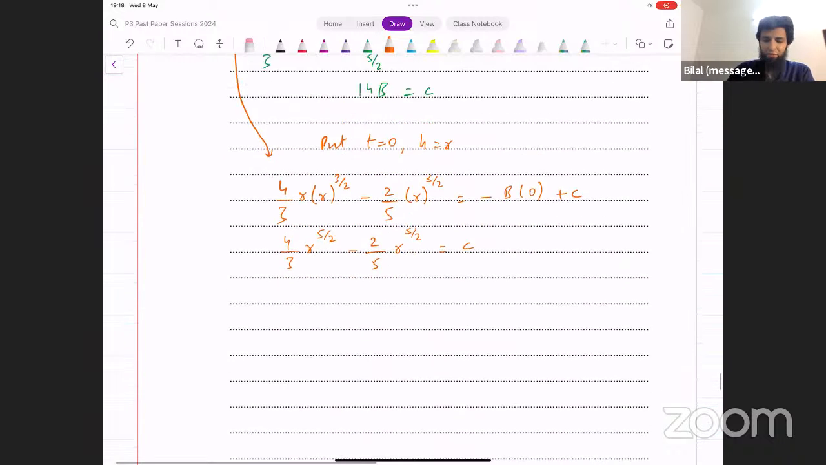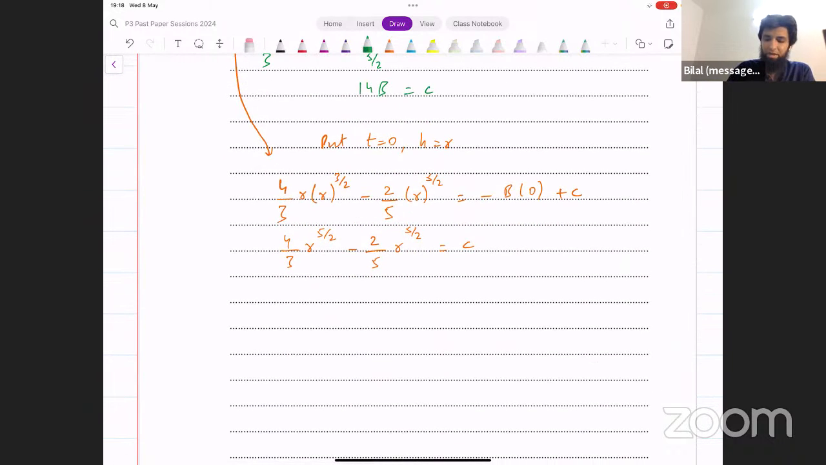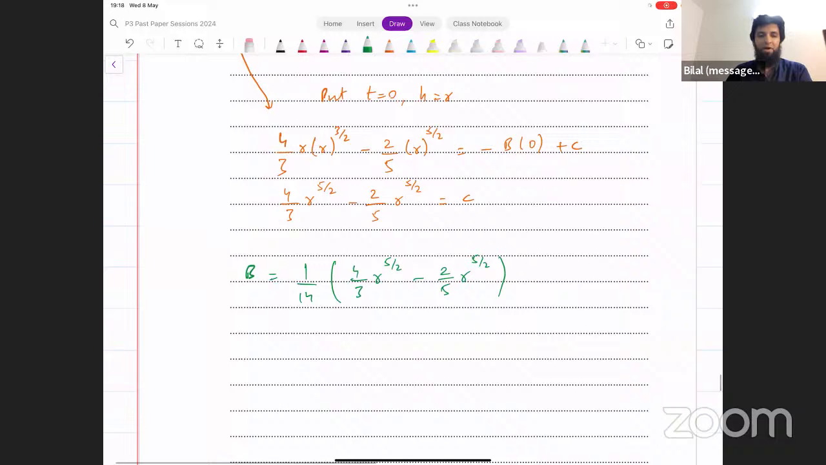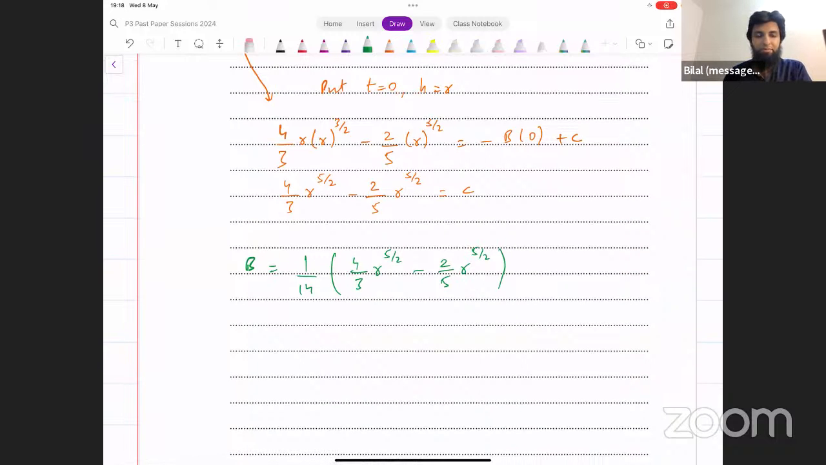Okay, so that's C what we're getting. Now, let's find B as well. If we know that this is C, what about B then? 14B equals this thing. So B would equal 1 over 14 times 4 over 3 r raised to the power 5 over 2 minus 2 over 5 r raised to the power 5 over 2. That is going to be the value for B. Okay, that's what B turns out to be.